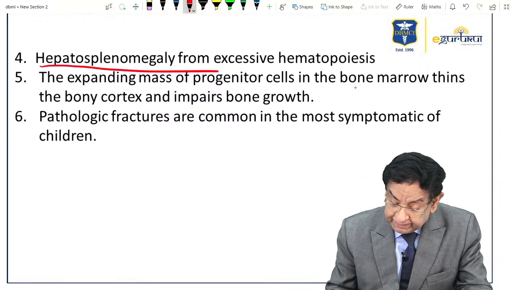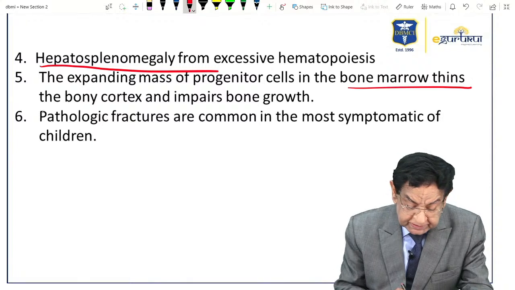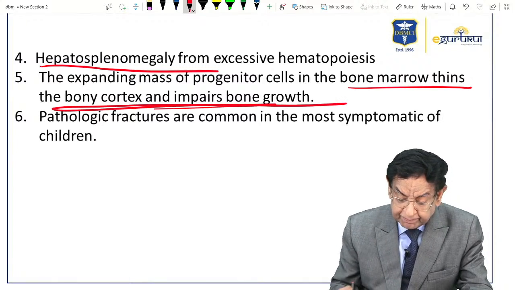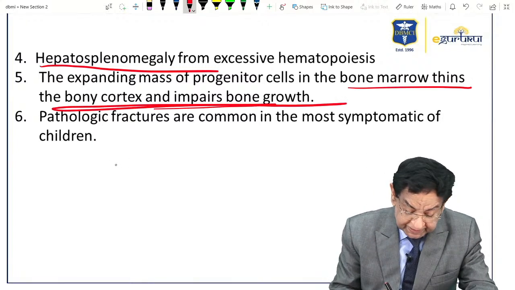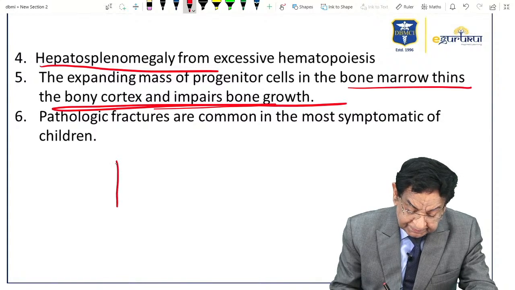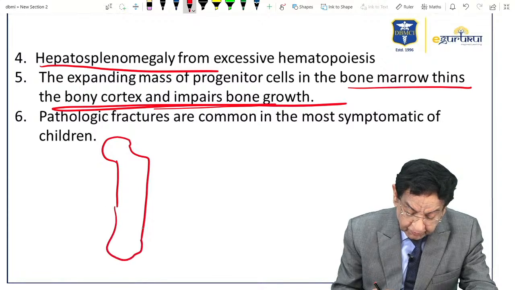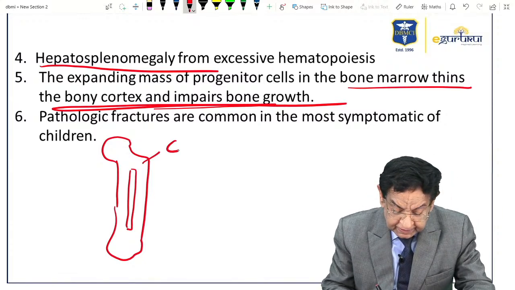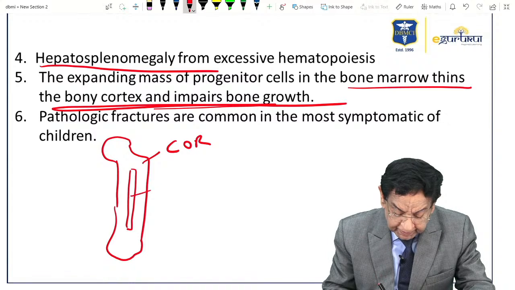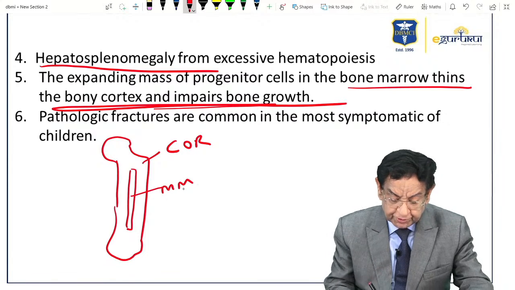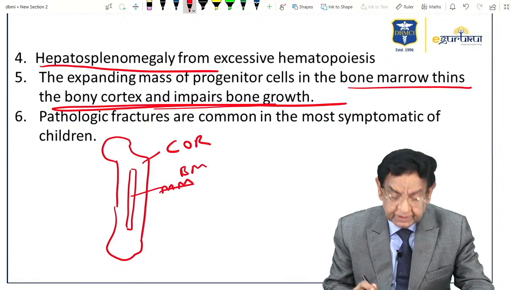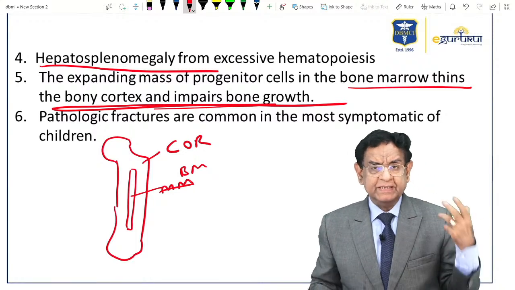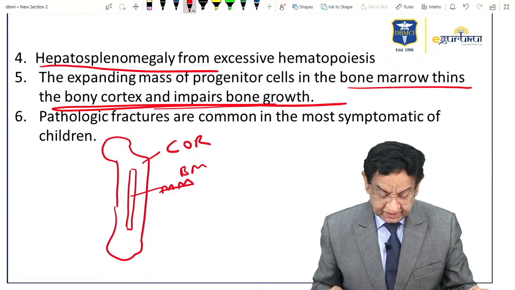That's why bone marrow thins the bony cortex and impairs bone growth. What do you mean by this? Let's presume this is the bone, normal bone. This is the bone marrow. This is the cortex, and this is the bone marrow. I'm just showing you a simple diagram, although it occurs more in the proximal end.